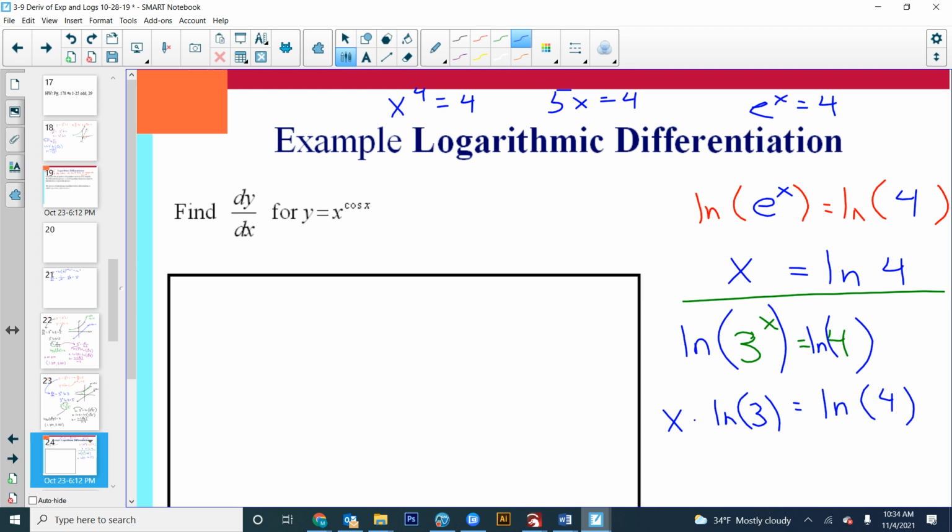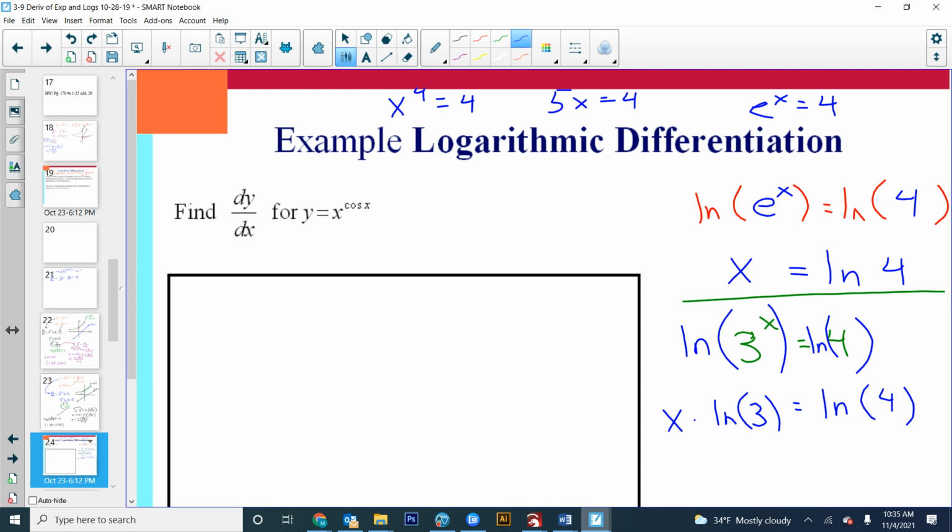Do you remember doing this? I guess we just have to move on at this point. I can't tell if you guys are confused or not. How do we get x by itself now? Divide by ln 3. ln 3 is a number. Divide by ln 3. We get ln of 4 over ln of 3. It's a value. That's your x value, the x value where 3 to the x equals 4 on a graph.